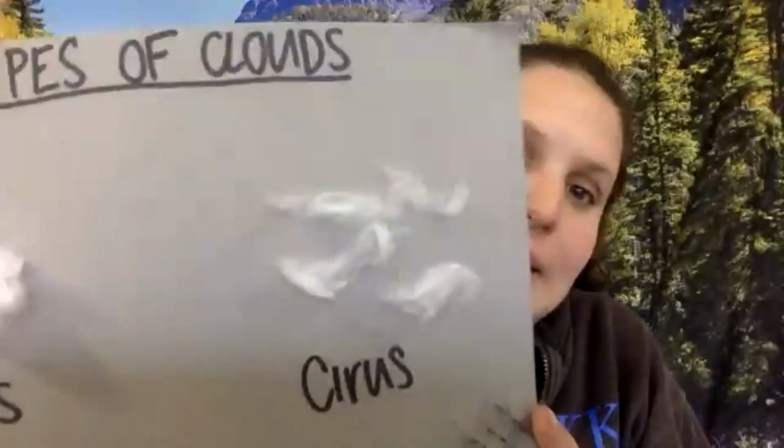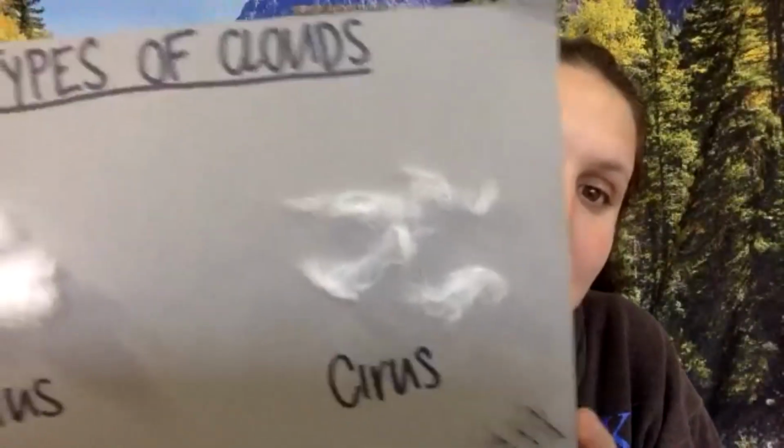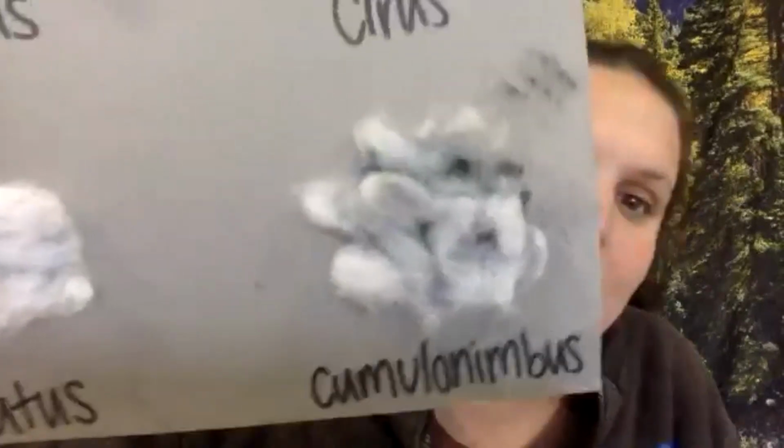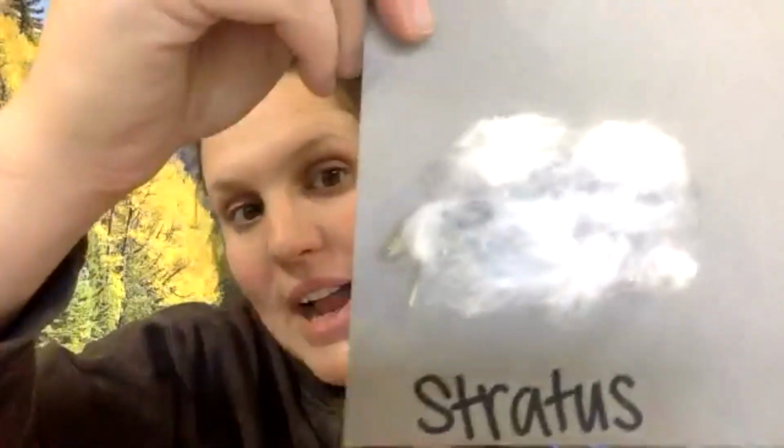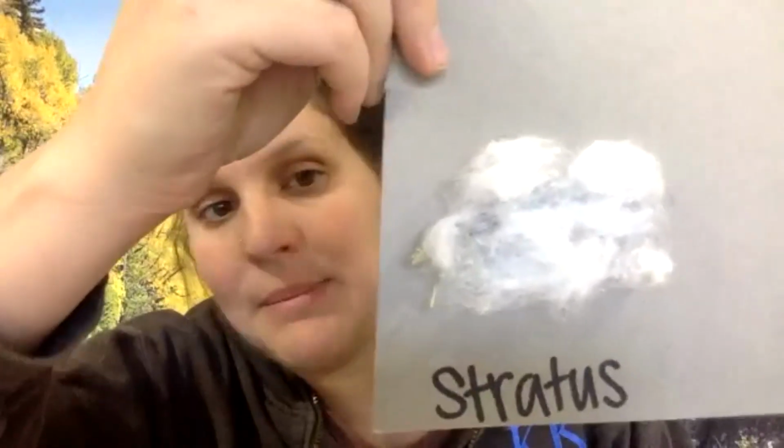Then I made some cirrus clouds, the feathery, thin ones. Then the cumulonimbus, which was my favorite, the big, tall, wide, dark clouds for storms. And then the stratus clouds that are like a gray blanket. So that's just a fun idea to help you remember your types of clouds.